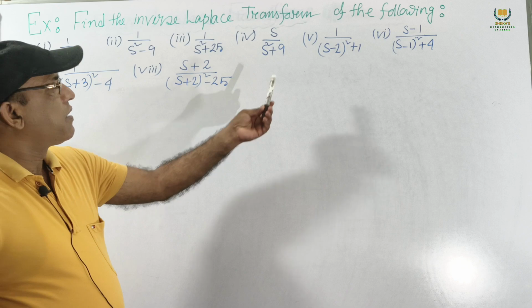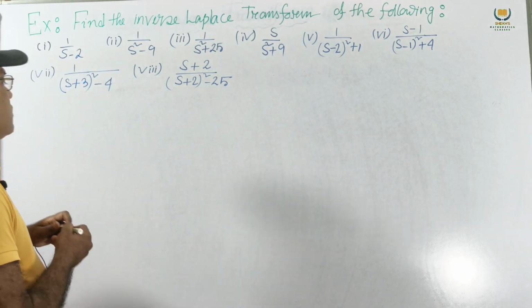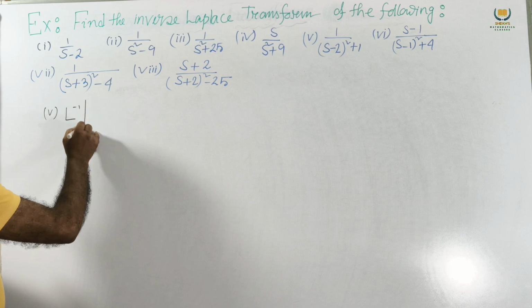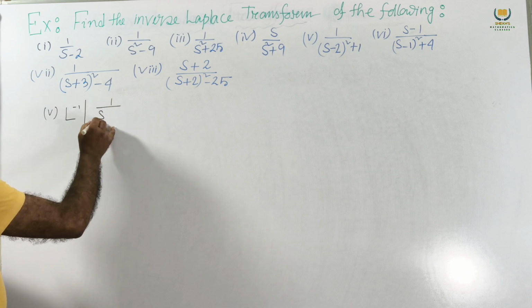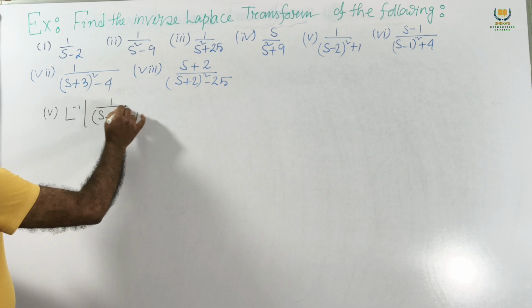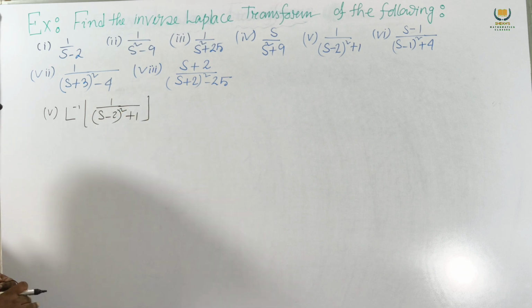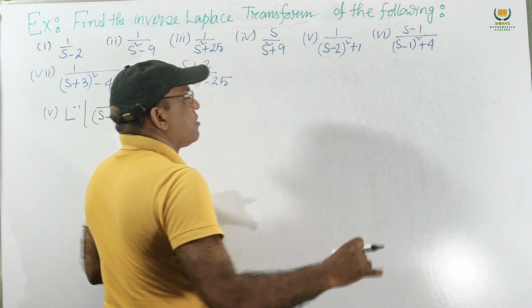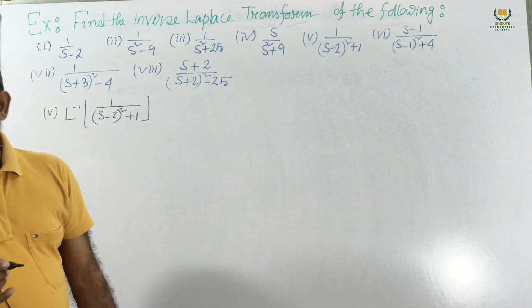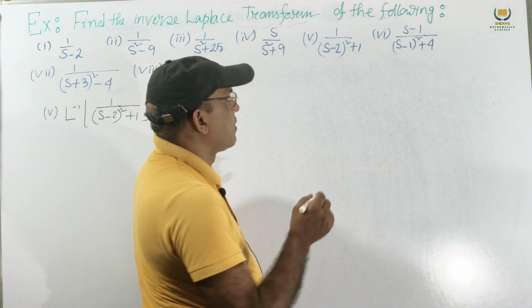Problem number 5. So this one 5 we consider L inverse 1 by s minus 2 whole square plus 1. Now for solving this problem, we consider first shifting theorem. We consider first shifting property.